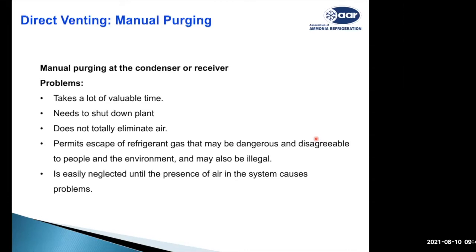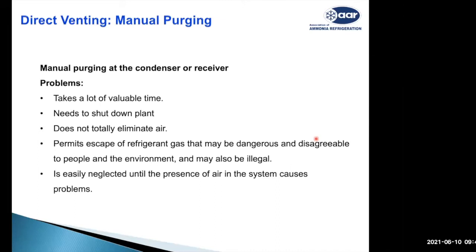And hence, normally, operators do not want to do it every day. They try to do it once a month or maybe twice a month. So what it actually means is that when we are saying we are doing purging every month, it means that for one month we are allowing that air to accumulate in the system, and then we remove that air once. It is like cleaning a house once a month. We accumulate all the dirt and dust in the house, and then we make sure that once a month everything is clean.